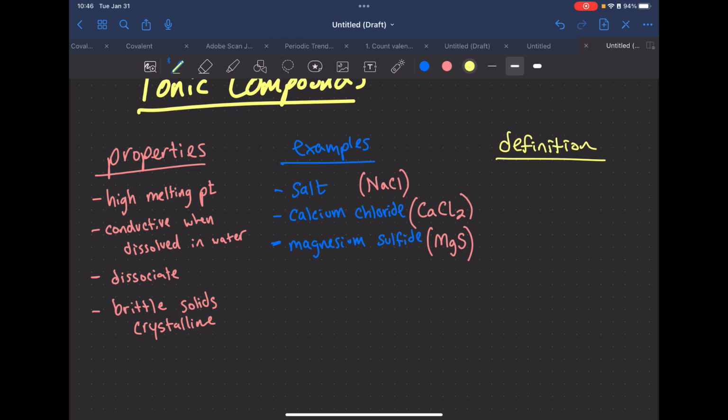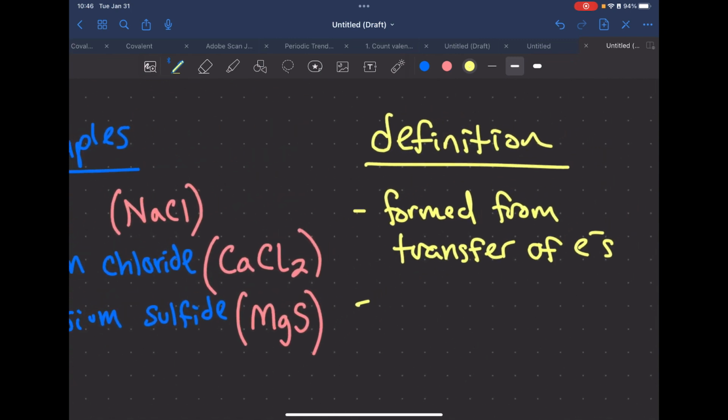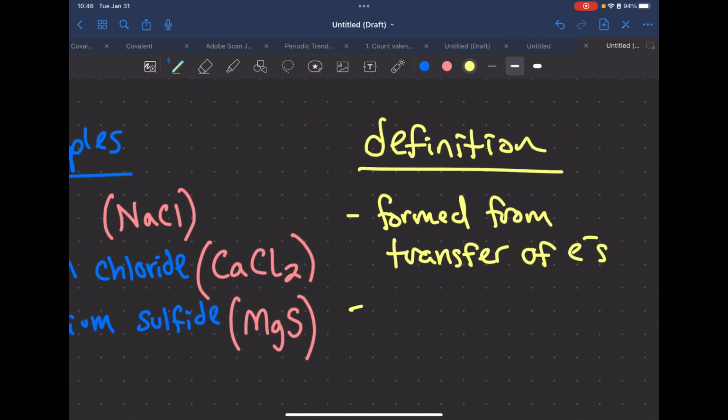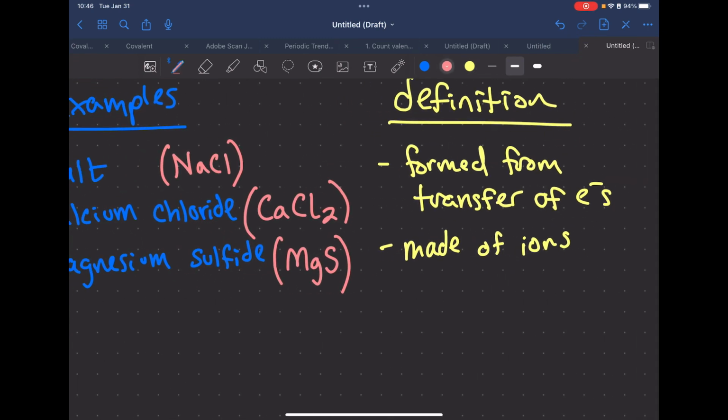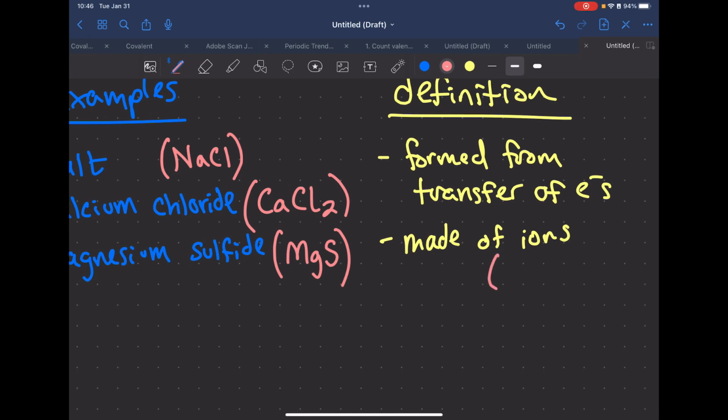Ionic is a little bit different. Ionic compounds are formed not from the sharing of electrons, but the transferring of electrons. So you can say formed from transfer of electrons. Another important thing to know about ionic compounds is that they are not actually made of atoms at all. Ionic compounds are made of ions. And if you remember from our atomic structure notes, ions are atoms with a charge. Charged atoms.